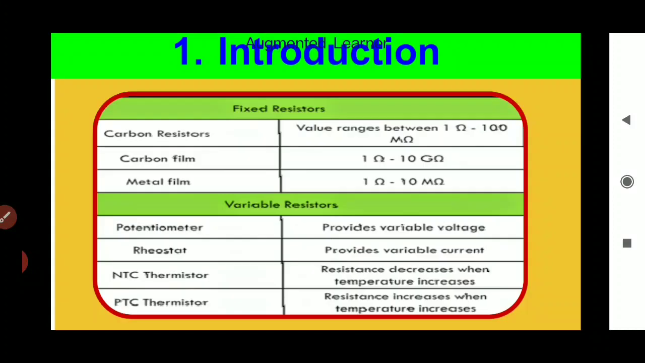In the market, fixed resistors are available according to their values and used in a circuit according to circuit requirement. And variable resistors are used in a circuit for a special purpose, like a potentiometer is used to provide variable voltage, a rheostat is used to provide variable current, an NTC thermistor's resistance decreases when temperature increases, and a PTC thermistor's resistance increases when temperature increases.